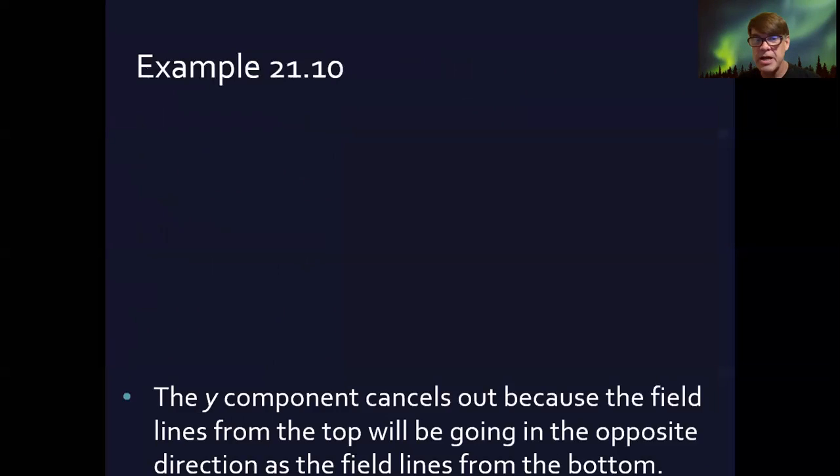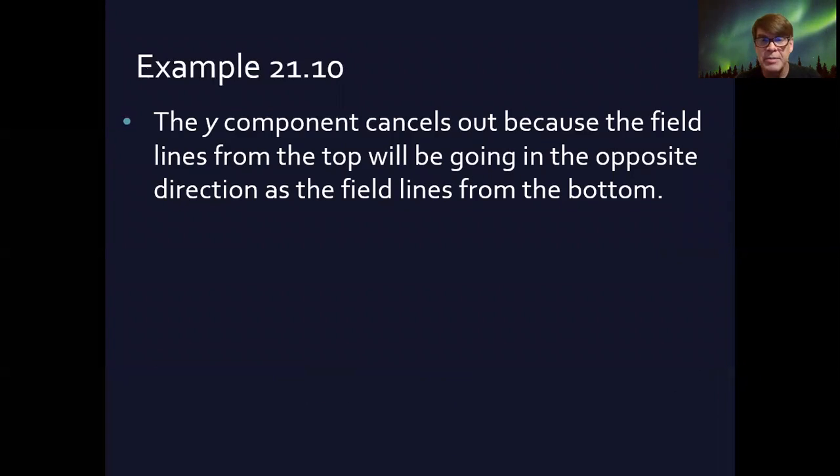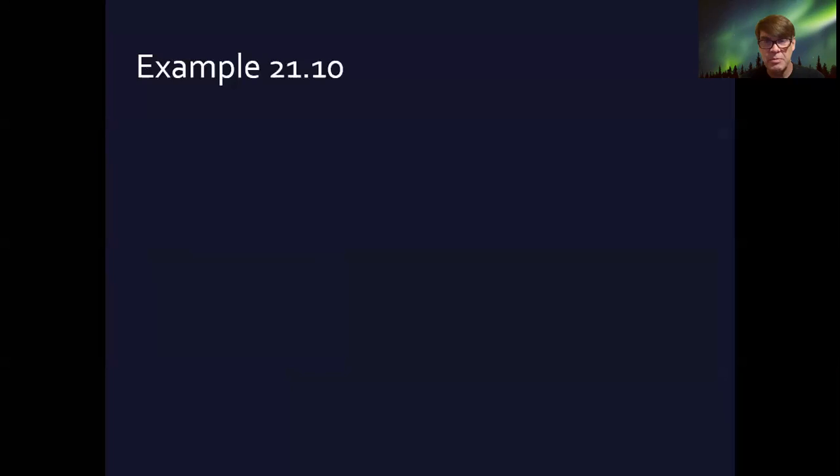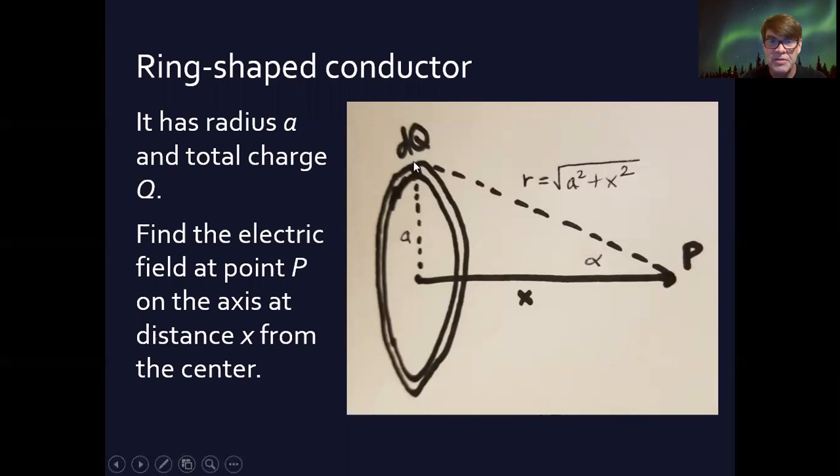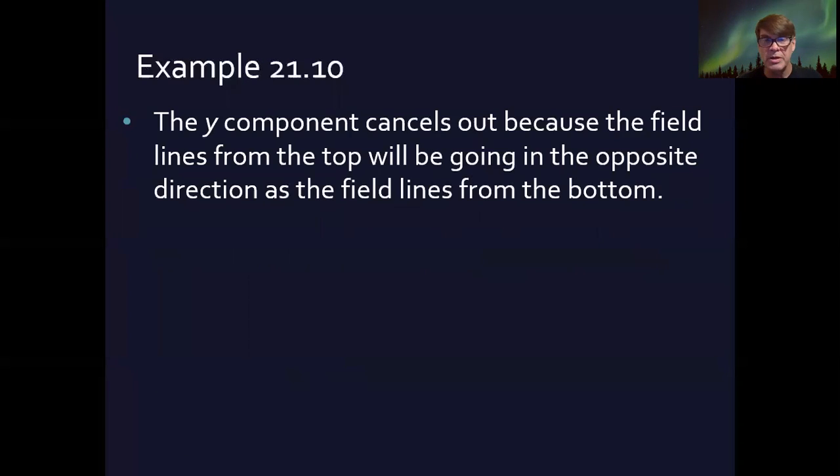This is example 21.10. Okay, so first of all, the y component is going to cancel out, because the field lines from the top will be going in the opposite direction as the field lines from the bottom. So for example, if the field lines are coming out from each point toward the center, then these field lines are going to be coming this way, and these fields are going to be coming this way. Let's say it's pulling it in, negatively, then it's going to be going this way. Either way, the y component is going to cancel out, which makes things really nice because we can just ignore it.